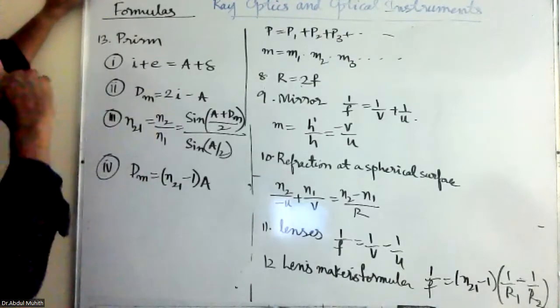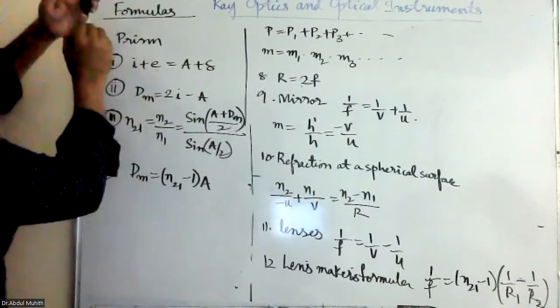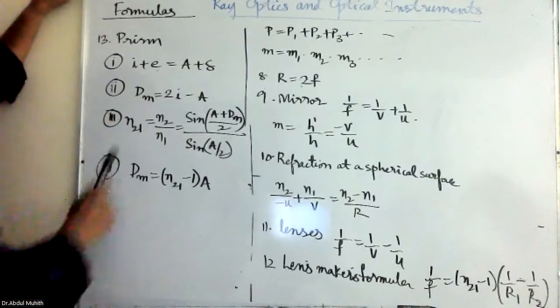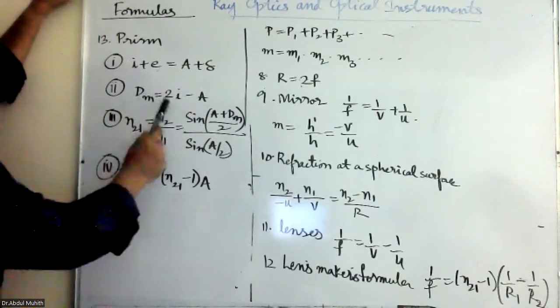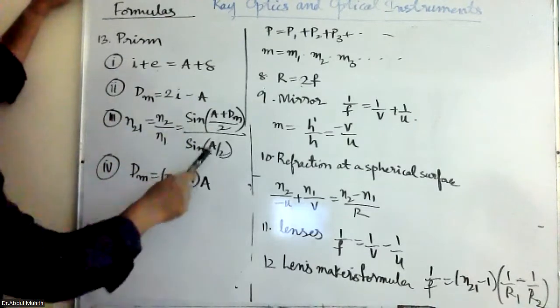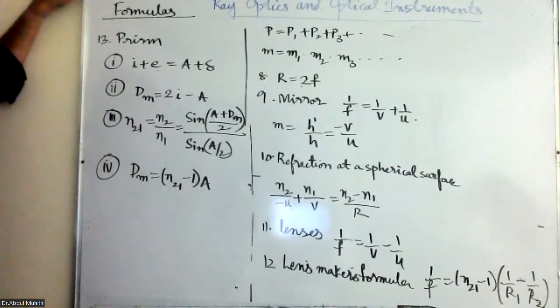Because there are 4 formulas. I plus e is equal to A plus delta, where i is the angle of incidence, e the angle of emergence, A the angle of prism, and delta the angle of deviation. Second one, minimum deviation dm is equal to 2i minus A. The third one is n21 is equal to n2 by n1, sine of (A plus dm) by 2 by sine A by 2. Fourth one is dm is equal to (n21 minus 1) into A.